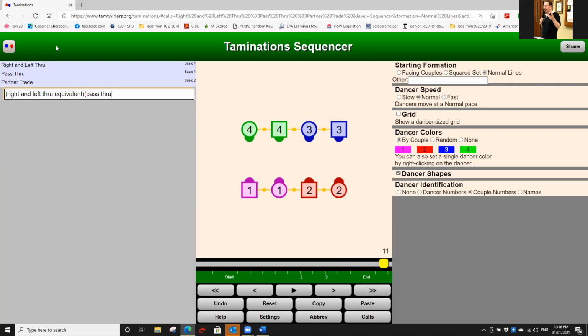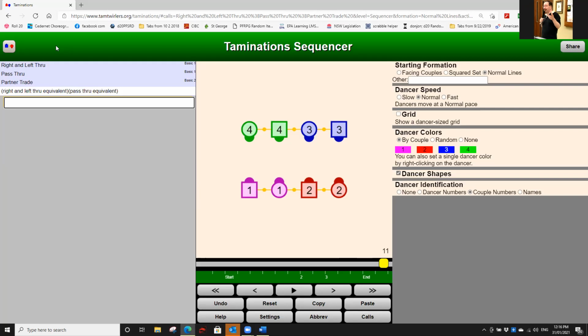Not like there's any pressure or anything. Ladies chain? Nope. We want to do something that's the same as a right and left through and a pass through. The partner pairing stays the same.